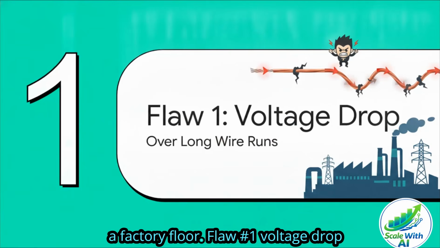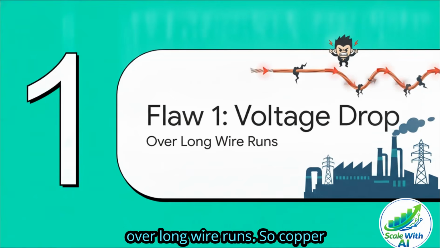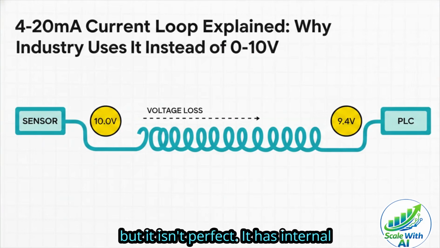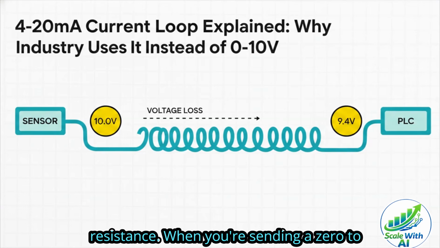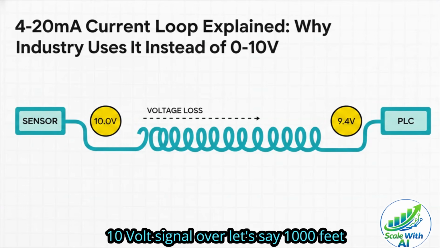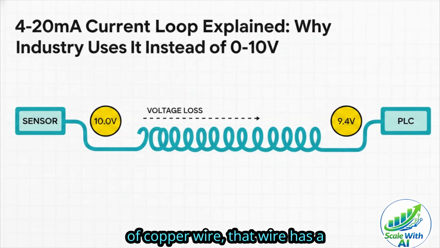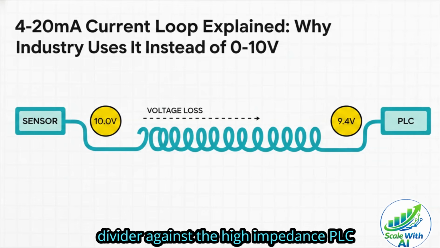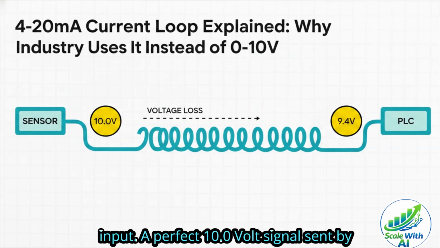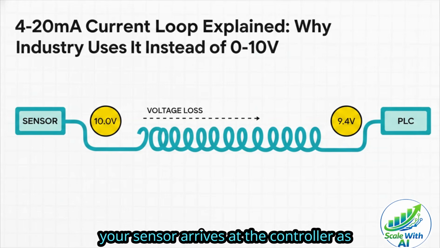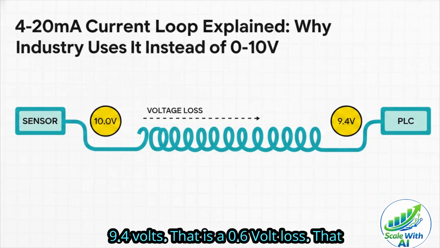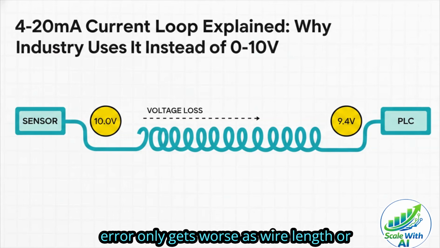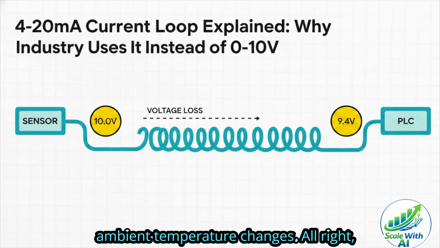Flaw number 1, voltage drop over long wire runs. So copper wire is an amazing conductor, for sure, but it isn't perfect. It has internal resistance. When you're sending a 0 to 10 volt signal over, let's say, 1,000 feet of copper wire, that wire has a resistance of about 25 ohms. And because of Ohm's law, this acts as a voltage divider against the high impedance PLC input. A perfect 10.0 volt signal sent by your sensor arrives at the controller as 9.4 volts. That is a 0.6 volt loss. That means your whole system is acting on false data. And the crazy part is, that error only gets worse as wire length or ambient temperature changes.